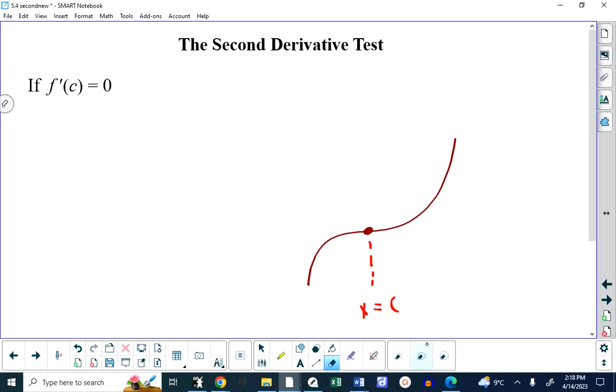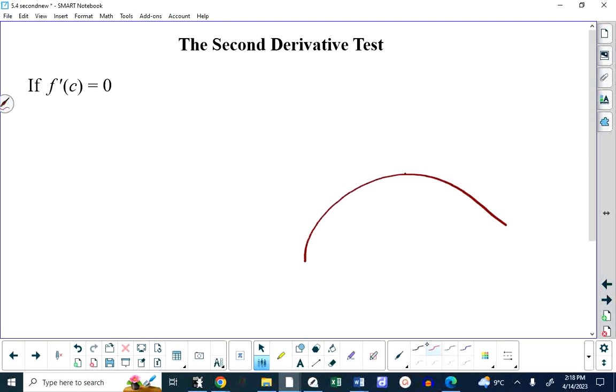Okay. Would you agree that this is a case, also a case, where the first derivative is 0 at that critical point? Would you agree that it's 0 because the slope is positive? Or sorry, the slope is 0. Okay. What is the concavity at this point?